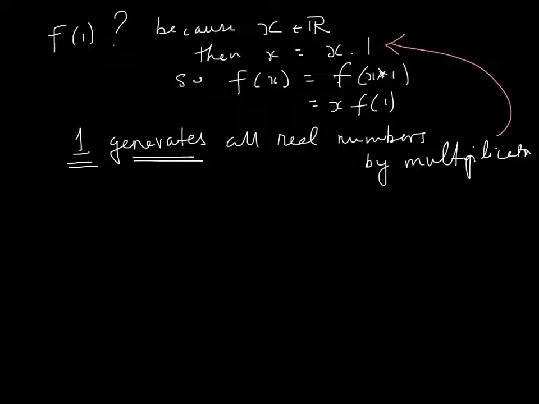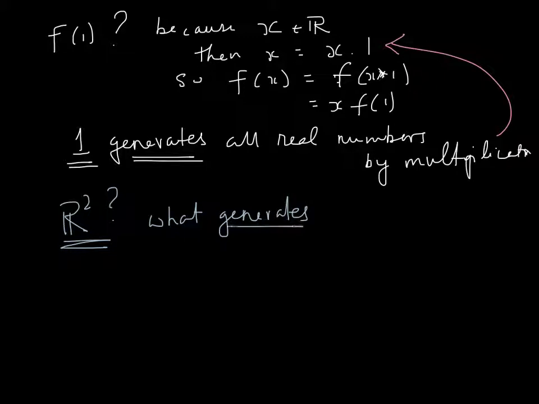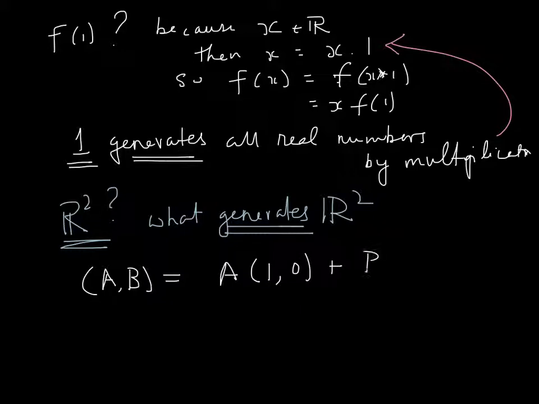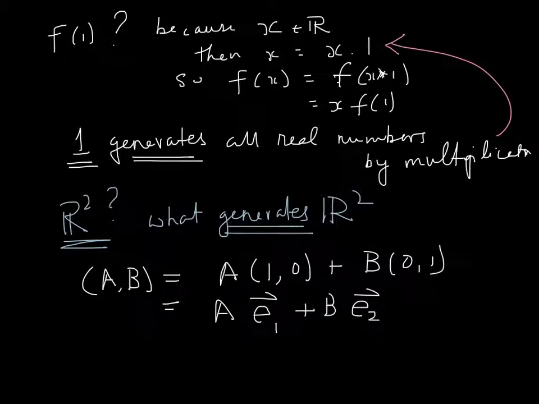What about in R2? What generates R2? For this, we took any old vector, let's call it (a, b), and that is going to be equal to a times (1, 0) plus b times (0, 1). So it's equal to a times, we'll call this vector E1, plus b times, we'll call this vector E2. So these vectors E1 and E2 generate R2.